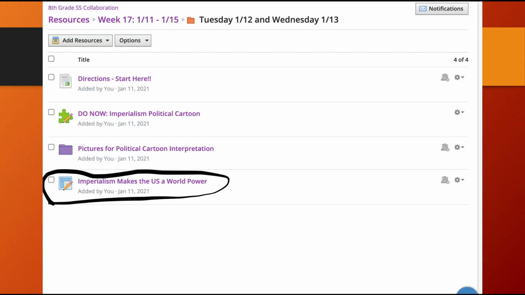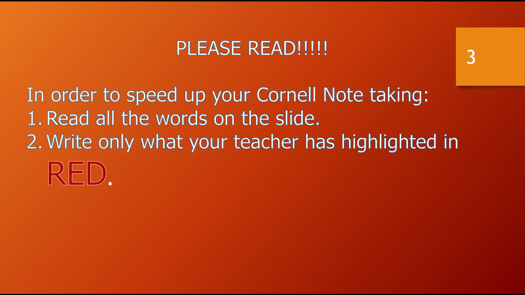While we do this, please click into your Week 17 Tuesday and Wednesday folder. You will find Imperialism Makes the U.S. a World Power right here. Click right into this assignment, and it will be the notes that correlate with this PowerPoint. As we're going through the PowerPoint, please only write in what you see in red. Anything in blue or black ink will be already written on the paper for you.